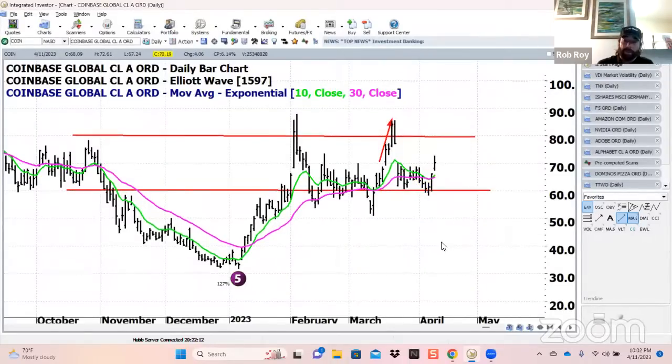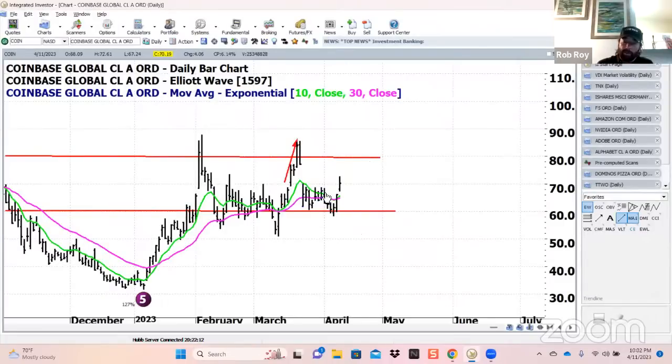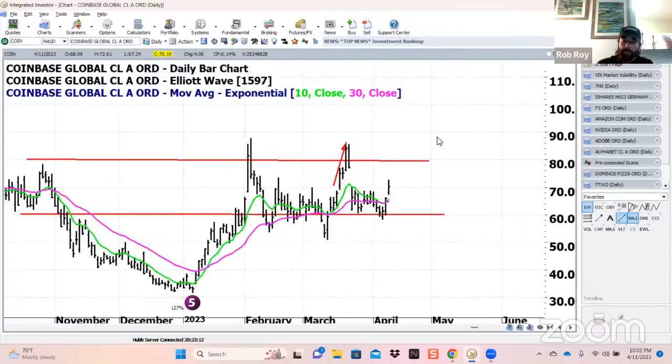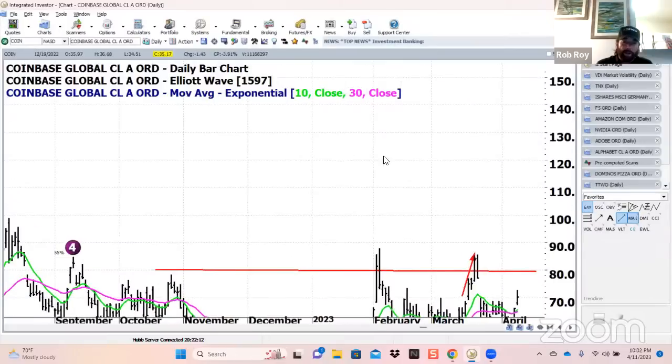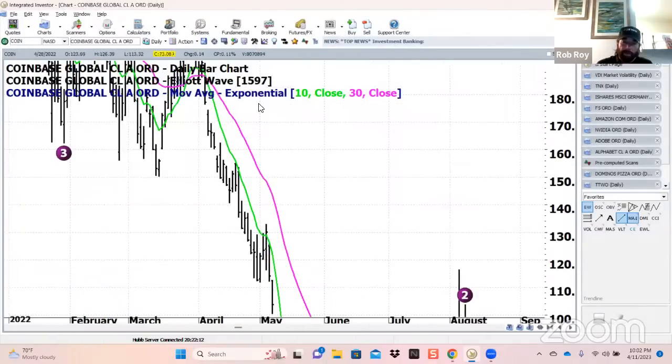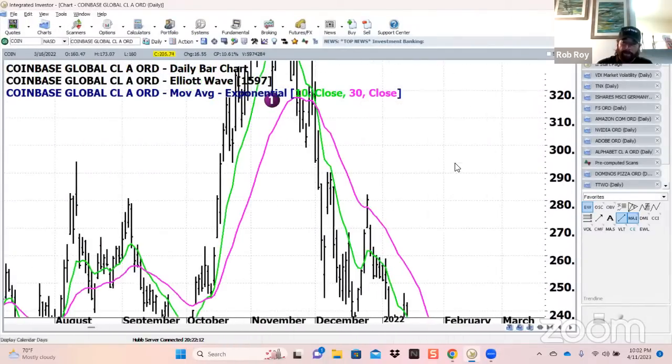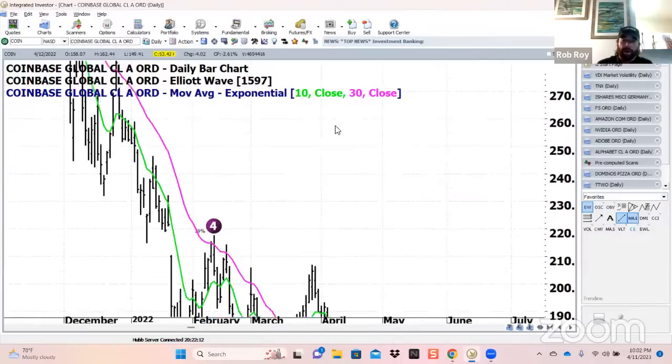It's back above its 10-day moving average. So I think with Coinbase, we can be really interested in this. If you're super aggressive now, you could go ahead, I think, and go long because we have ticked back above the 30-day moving average. If you are a bit more conservative, let it break above 80. Let it break above 80 with a confirmation day, and you have plenty of room. Look at this from where it's been. Plenty of room to the upside.